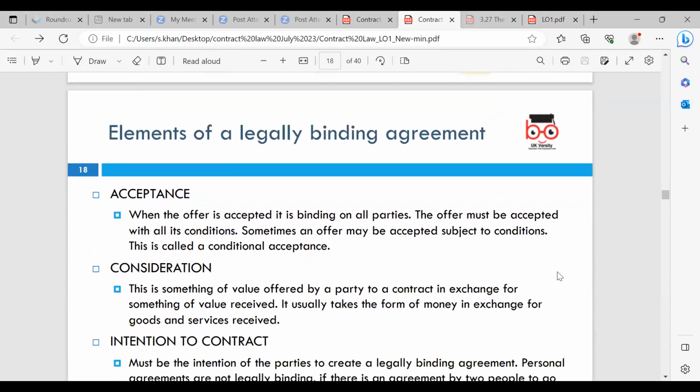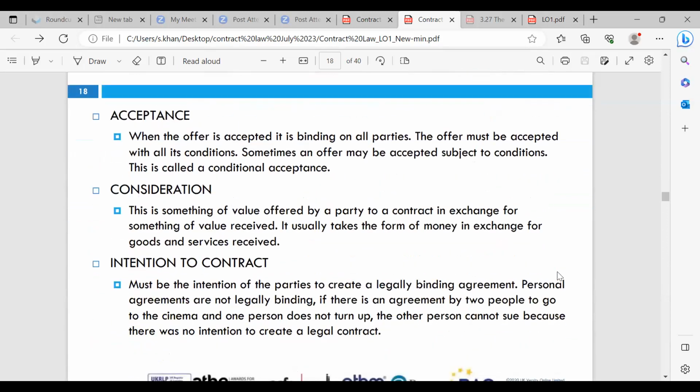Elements of a legally binding contract. Acceptance. This is where the offer is accepted. It is binding on all the parties. The offer must be accepted with all conditions. Sometimes an offer may be accepted subject to conditions. This is called conditional acceptance. So, where you've agreed some sort of conditions and you want to put those conditions into your contract.